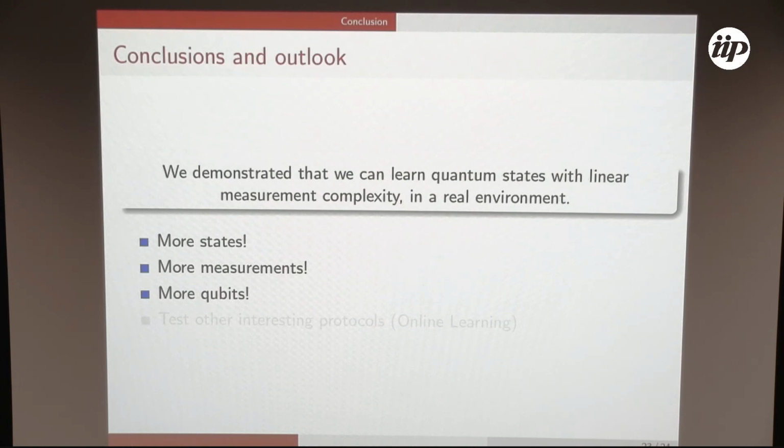Another thing which would be interesting to do is to try to implement these sorts of protocols I was talking about.